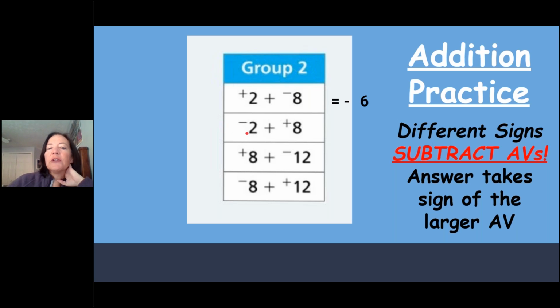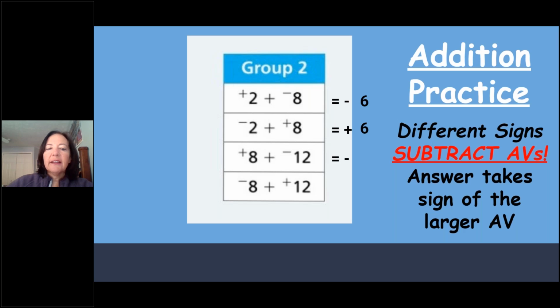Okay, so the next one, negative 2 plus positive 8. So again, our signs are different. Positive 6. Okay, so it is going to be a positive because the positive 8 is farther from 0. And you're right, when we subtract the 8 and the 2, it's going to be a positive 6. Okay, the next one, positive 8 plus negative 12. What's our answer going to be, a positive or a negative? It's going to be a negative.